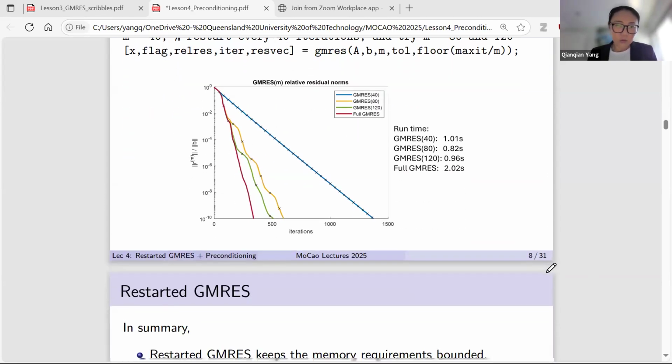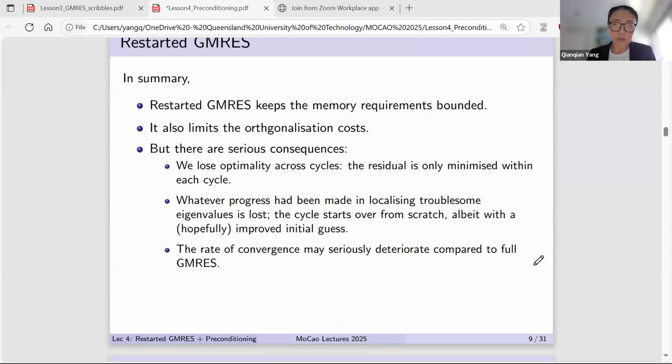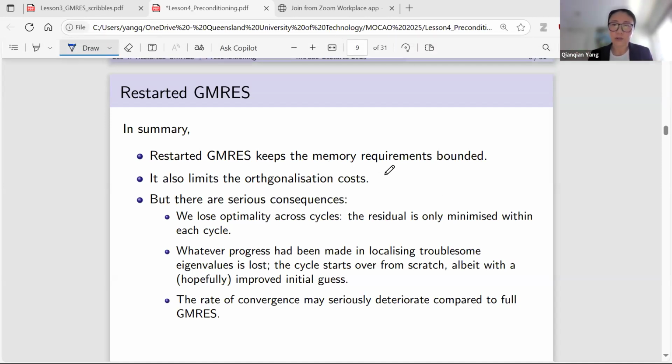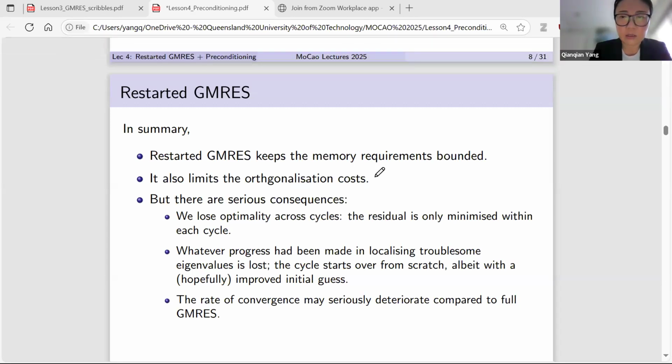All right, so what do we learn from restarted GMRES? The first point is that by doing restarted GMRES, we are able to keep the memory requirements bounded, because we use a small m. It also limits the orthogonalization cost. Because m is small, the orthogonalization cost, which is order m squared, is quite doable. When m is big, this becomes a main runtime cost.